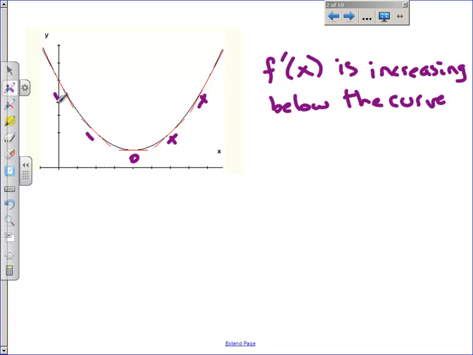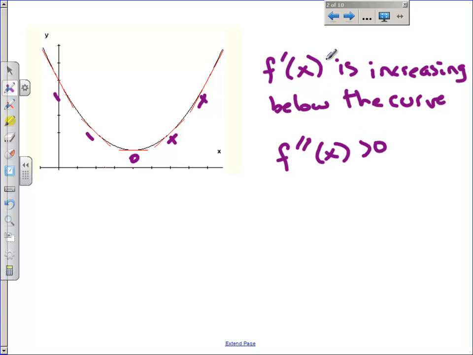Now, if something is increasing, how do we tell that? Well, we can tell something is increasing if its derivative is positive. And what is the derivative of f prime? It is f double prime. So f double prime of x would have to be positive. That's how we can tell f prime is increasing.